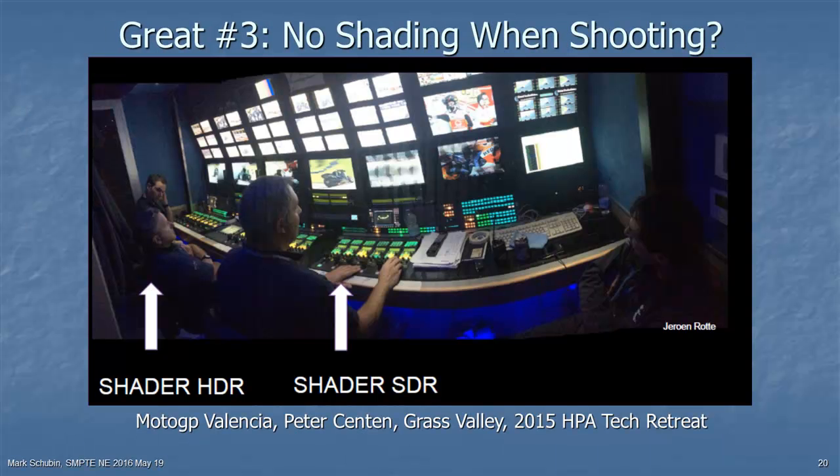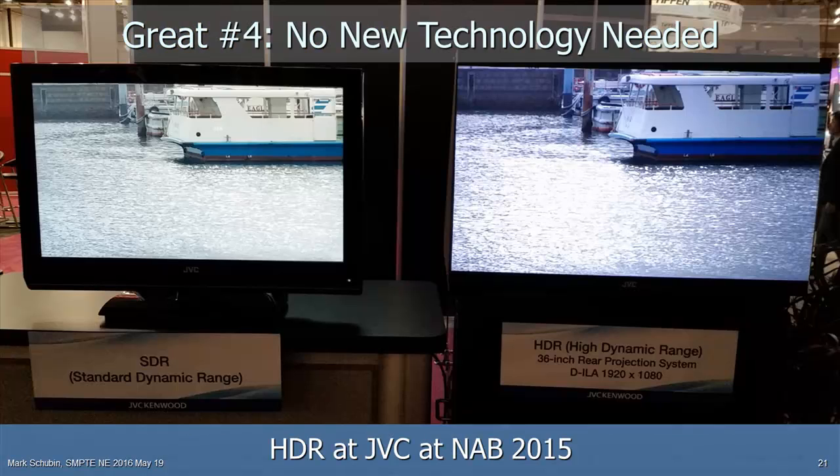This is a great number 3 that Grass Valley promotes. I'm not so sure I agree with this one, but this was at a particular thing that they did as a test, MotoGP Valencia, and this guy is doing the usual shading for the SDR version, and this guy is doing the shading for the HDR version, and he's not even looking at the monitor because he knows he's going to capture everything he needs. So this was at NAB last year, not this year.